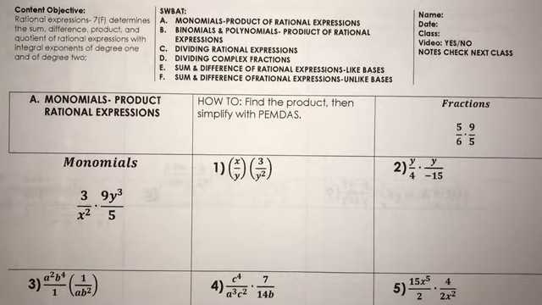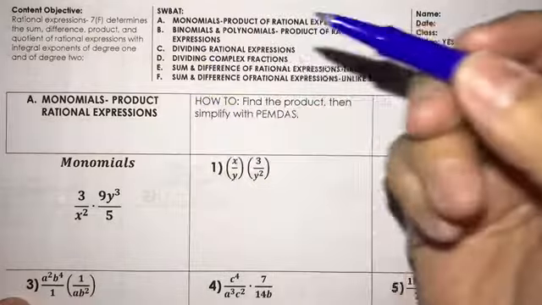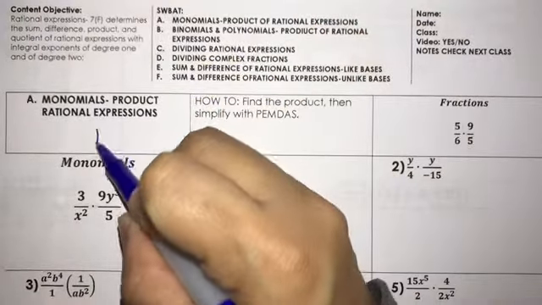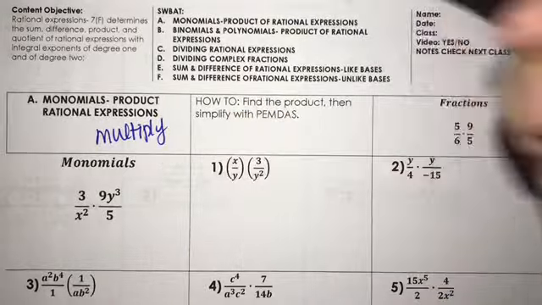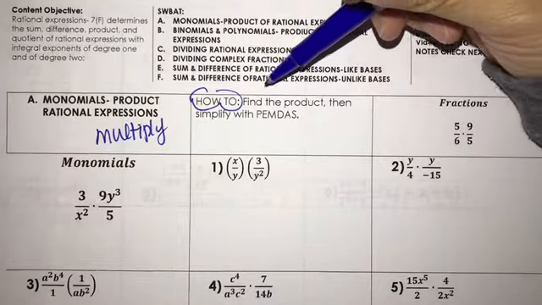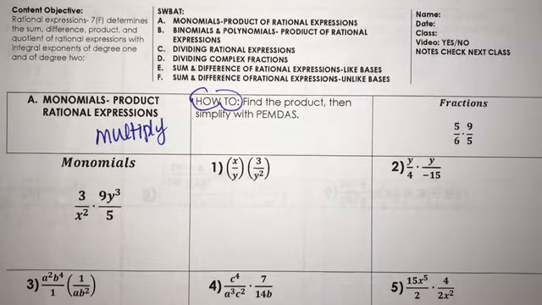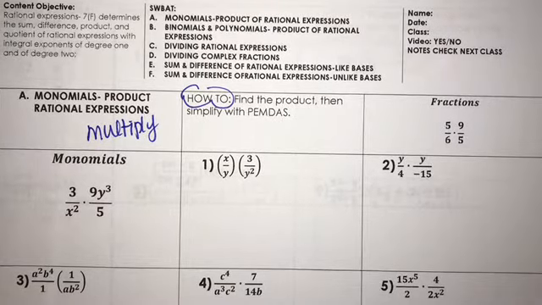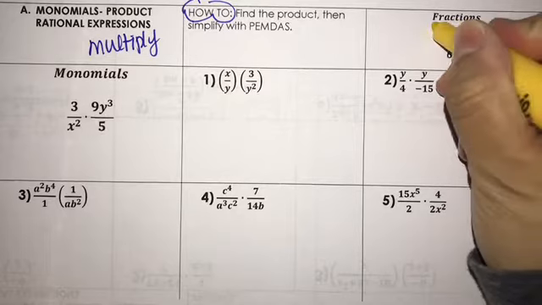Morning, we're going to go ahead and look at monomials on the product of rational expressions. So remember that the word product means to multiply. And we're going to show you how by finding the product and then simplifying with PEMDAS. So let's go ahead and look at just fractions. When you look at fractions, you want to multiply going across.